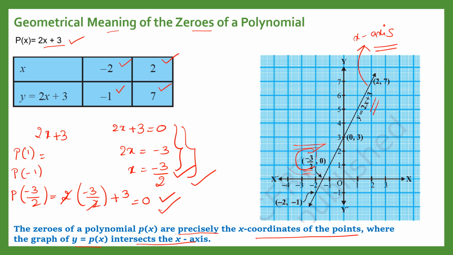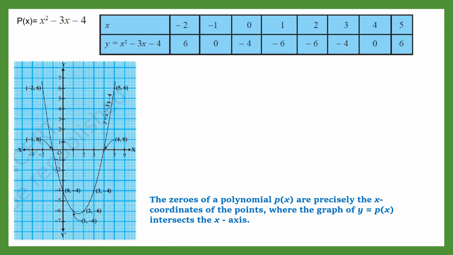Okay, let's understand with another problem. See, p of x is equal to x square minus 3x minus 4. If you observe the graph, it met the x-axis at 2 points. One point is minus 1 comma 0. Another point is 4 comma 0. You should see the points where it met the x-axis. So this is important. You should see the points where the graph met the x-axis.